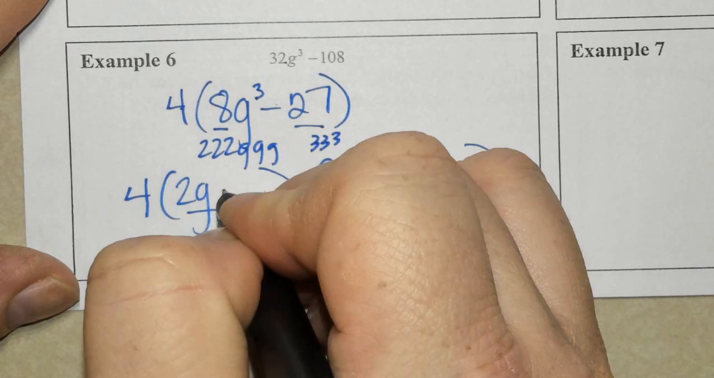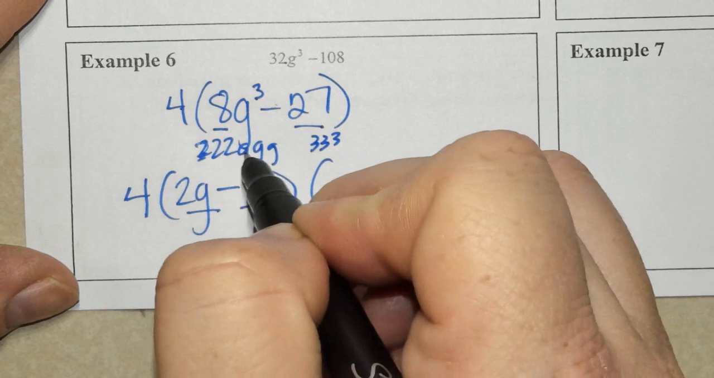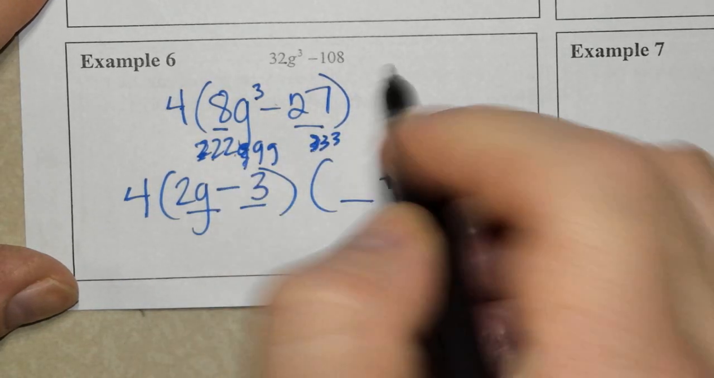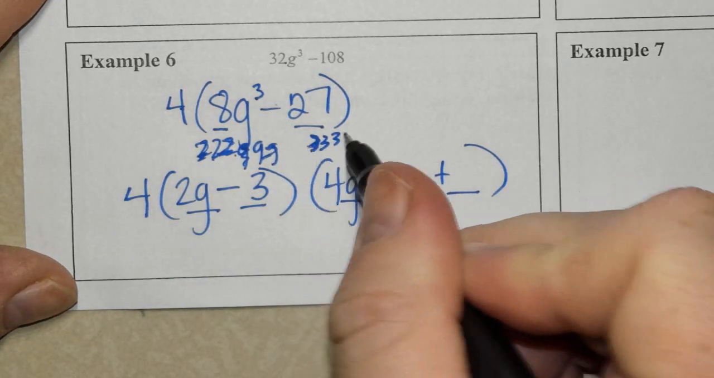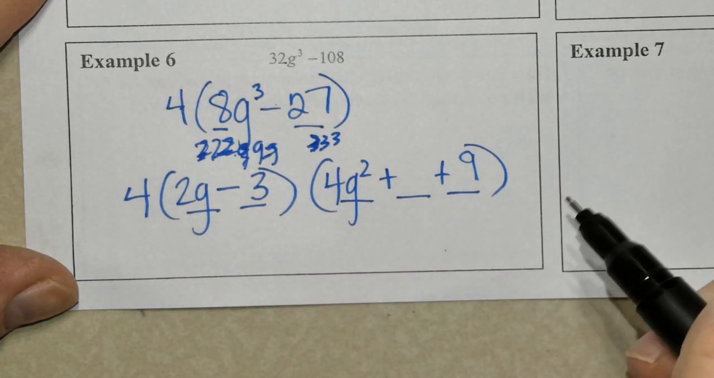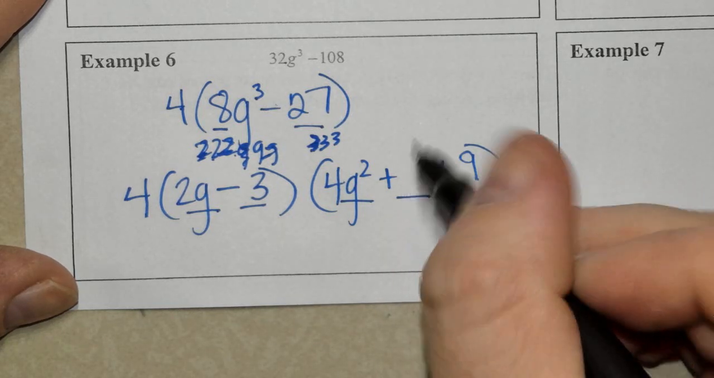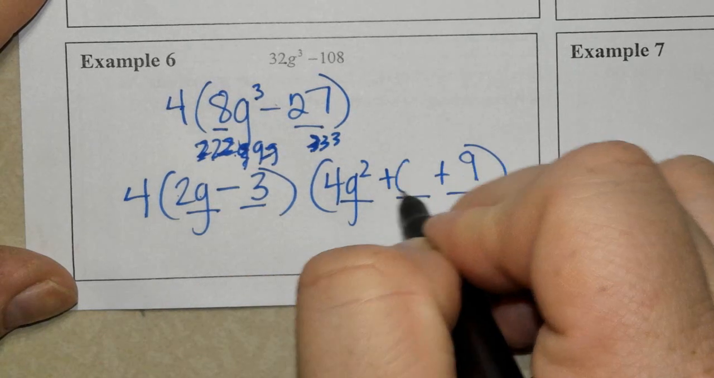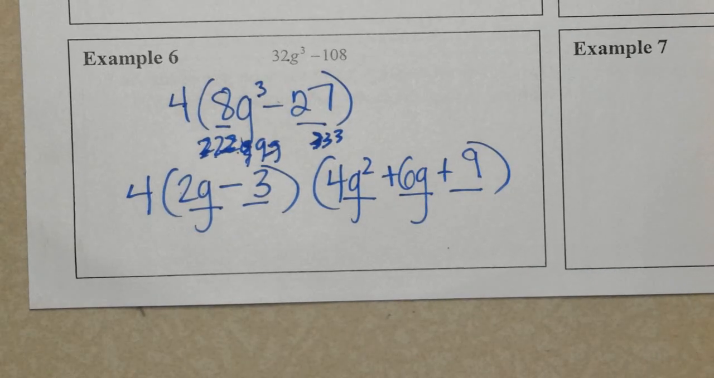2G stays in front. 3 is from the back, it stays in back. 2 times 2 is 4 with the G squared in front. The 3's come from the back, they remain in back. 3 times 3 is 9. How do I achieve the answer for the middle term? 2G times 3 is 6G. Please make sure you star or circle what you need to review. Star or circle.